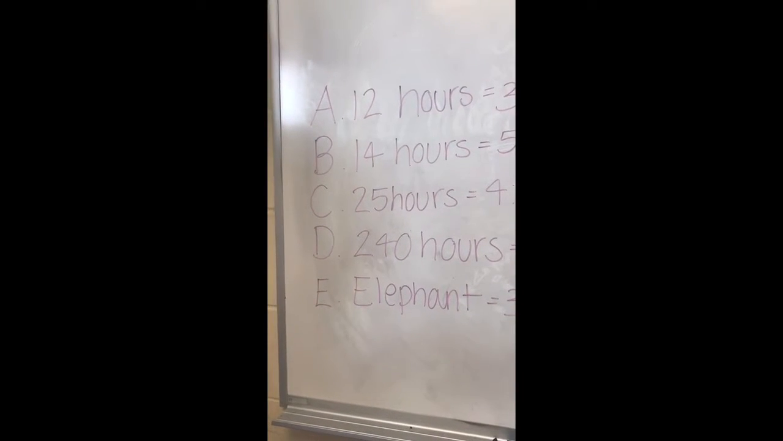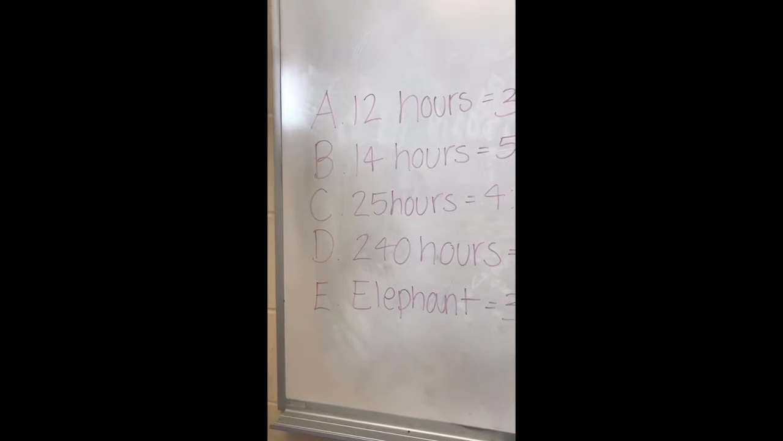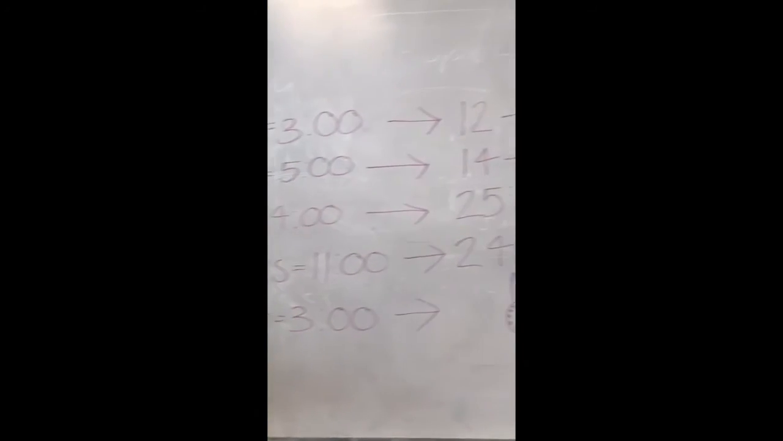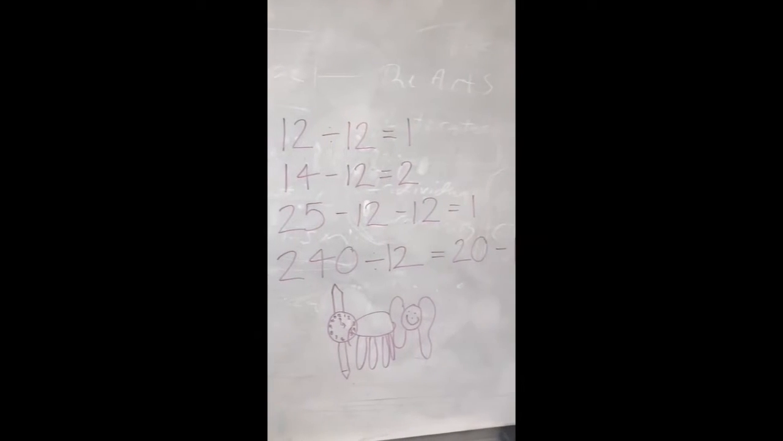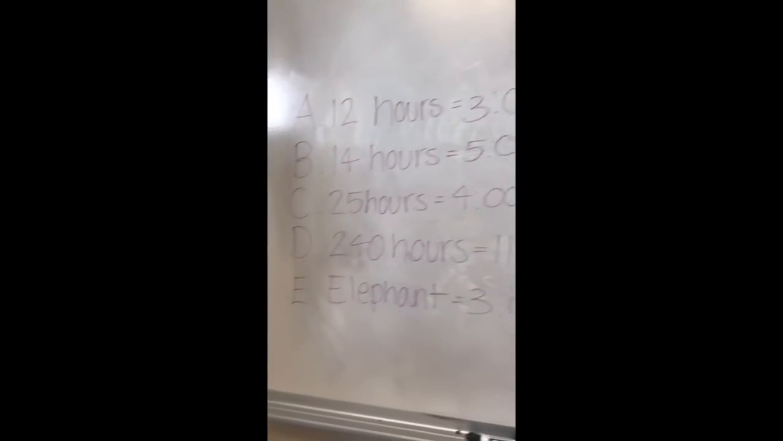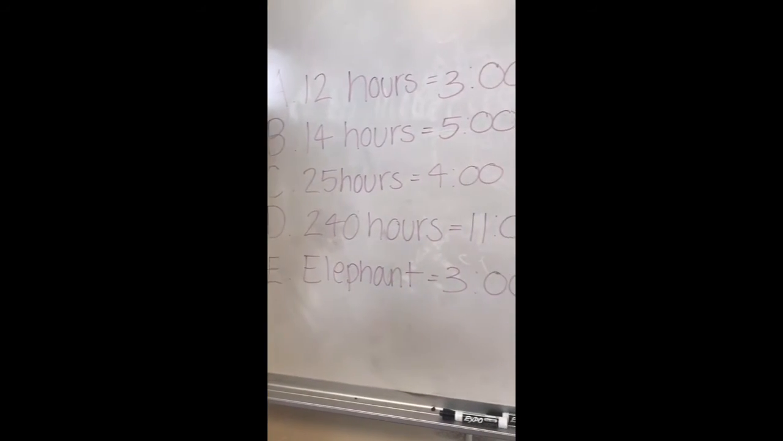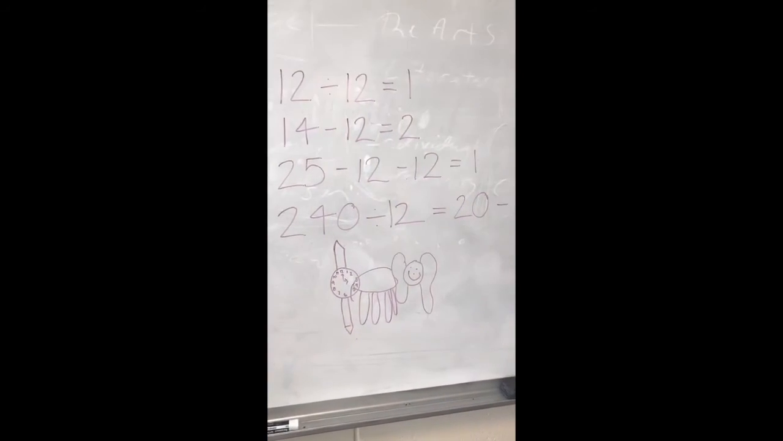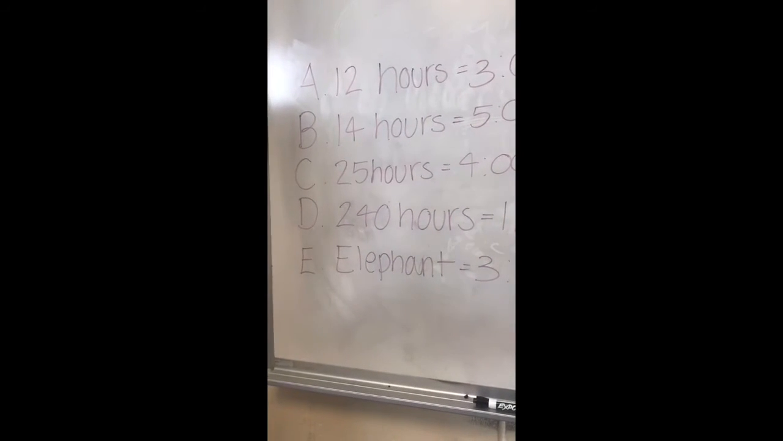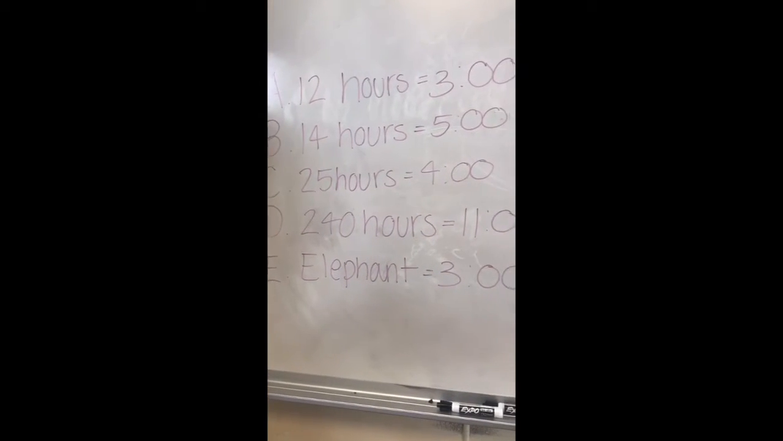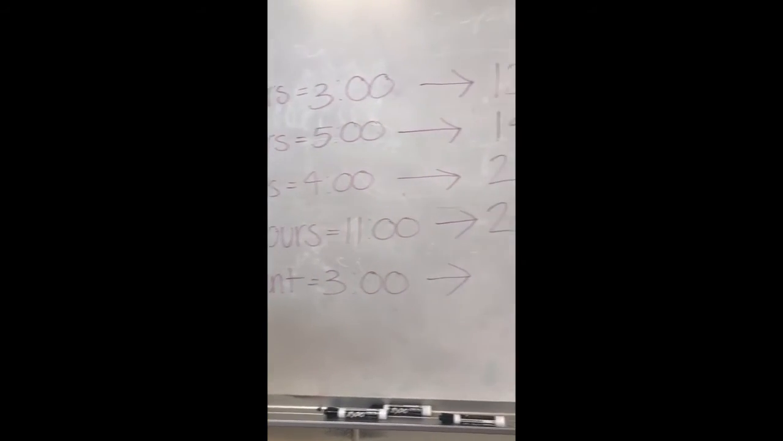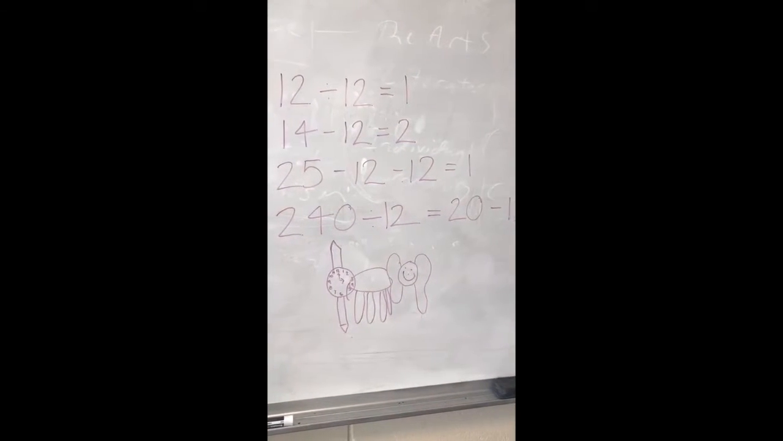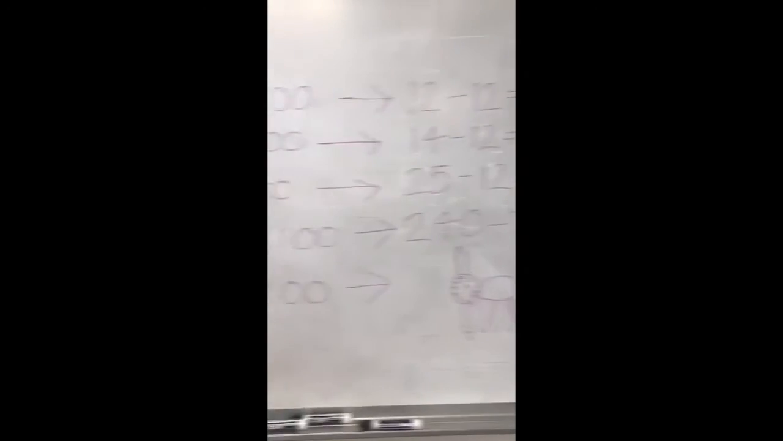For example, if you want to find out what time the clock will read 12 hours from 3, it will still read 3. This is because 12 is really equal to 0. Next, if your clock reads 3 in 14 hours, it will read 5, because 14 is really equal to 2. Next, if your clock reads 3 in 25 hours, it will read 4, because 25 is equal to 1. Next, if your clock reads 3 in 240 hours, it will read 3, because 240 is equal to 0.